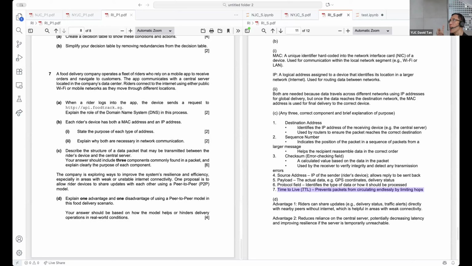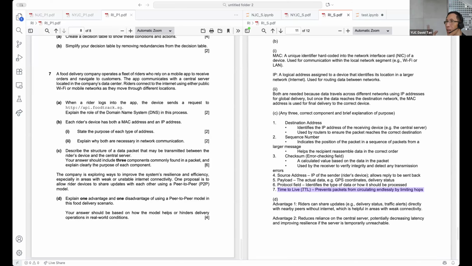Now, the source address and destination address actually must exist in the header. But because they only say name 3 things, I think one of the reasons is because some students don't know a lot of the things. So just name any 3. But that doesn't mean that the rest are not important. You know, source address and destination address, very interesting.